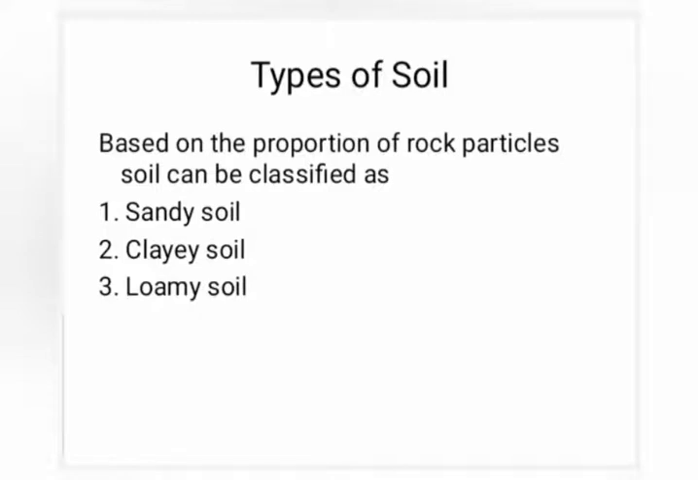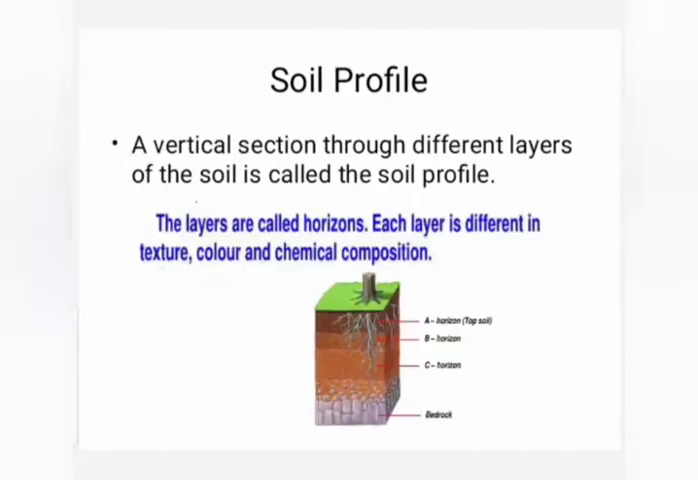Loamy soil contains humus. Its water holding capacity is more. So far, you have learnt types of soil. Now, let us learn soil profile. What is soil profile? A vertical section through different layers of the soil is called soil profile.